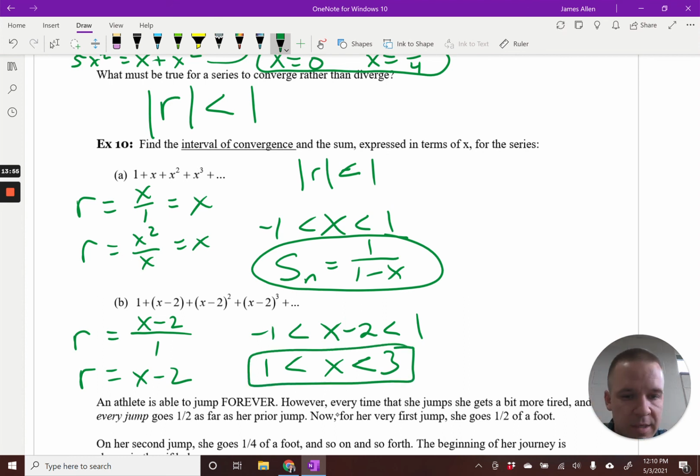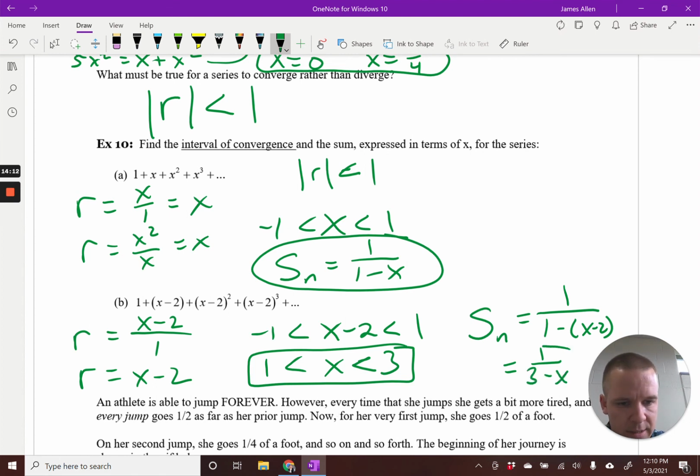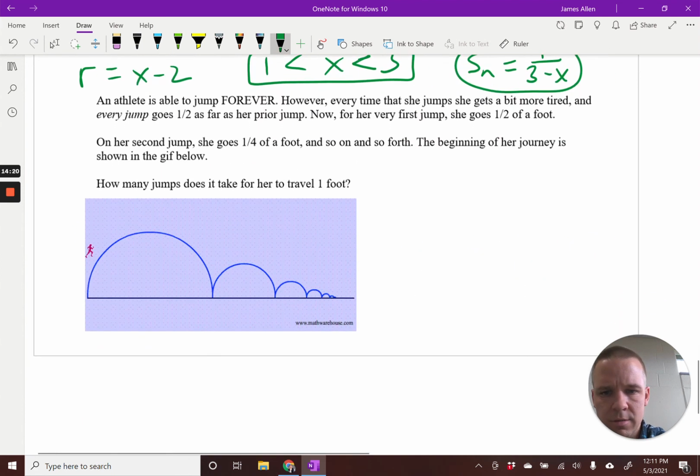All right. And then my sum, well, I'd have 1 over 1 minus (x minus 2). Simplify that, I'd get 1 over 1, distribute that would be 3 minus x. All right. There we go. Lovely. Uno más. All right. So let's see here.